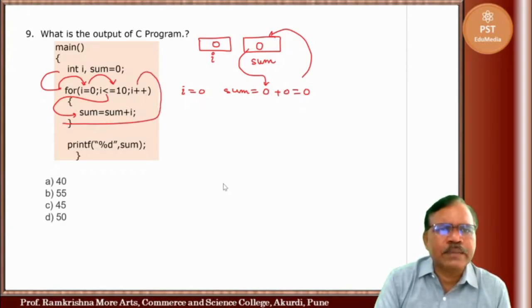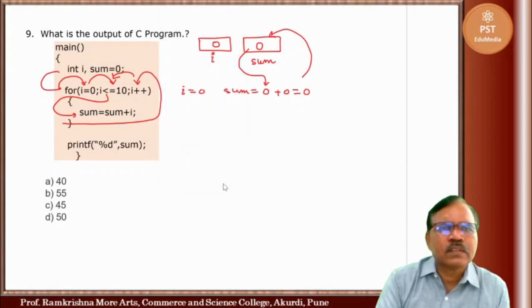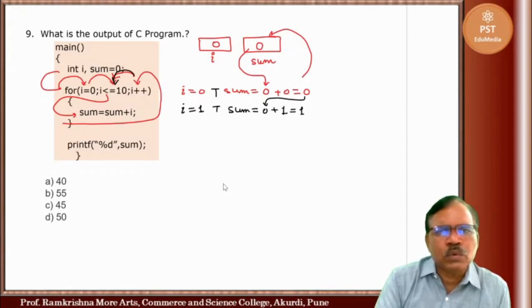Now it goes to this expression 3, I plus plus, and then it goes here. So what happens here? I becomes 1. Then it will check the condition. It is true. So sum equal to sum plus I, earlier sum 0 plus I is 1. So it is 1. Then it goes back. I plus plus. So I becomes 2.